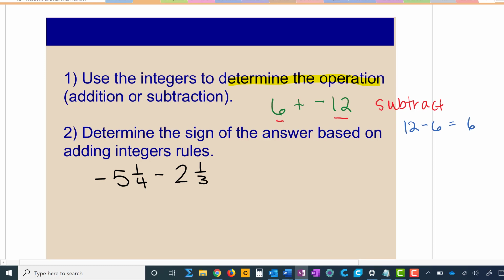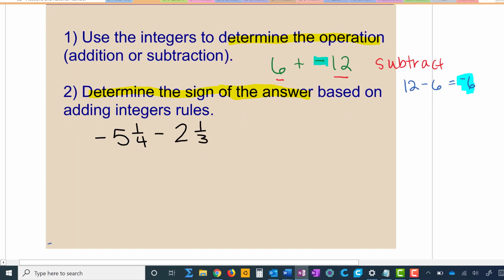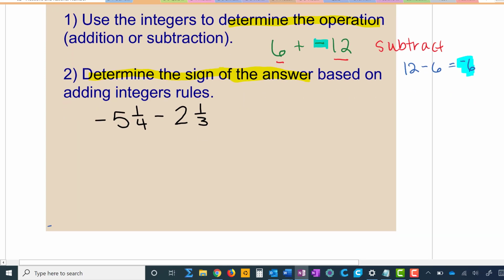And the next thing we do is we determine the sign of the answer based on the integers. Well, here we have more negatives than we do positives. Therefore, our answer is actually going to be a negative 6. So our final answer is negative 6. So we understand that when it comes to basic integers like 6 plus negative 12. Now we're going to apply the same idea to mixed numbers and fractions.